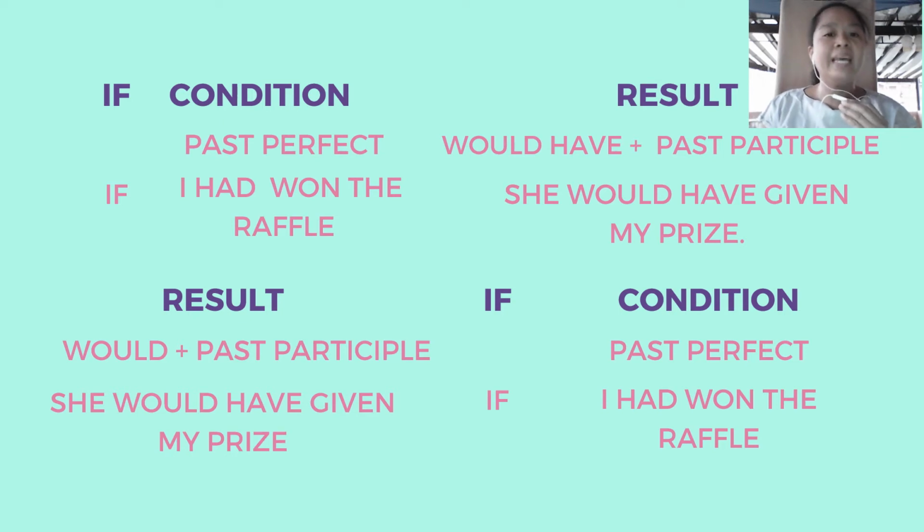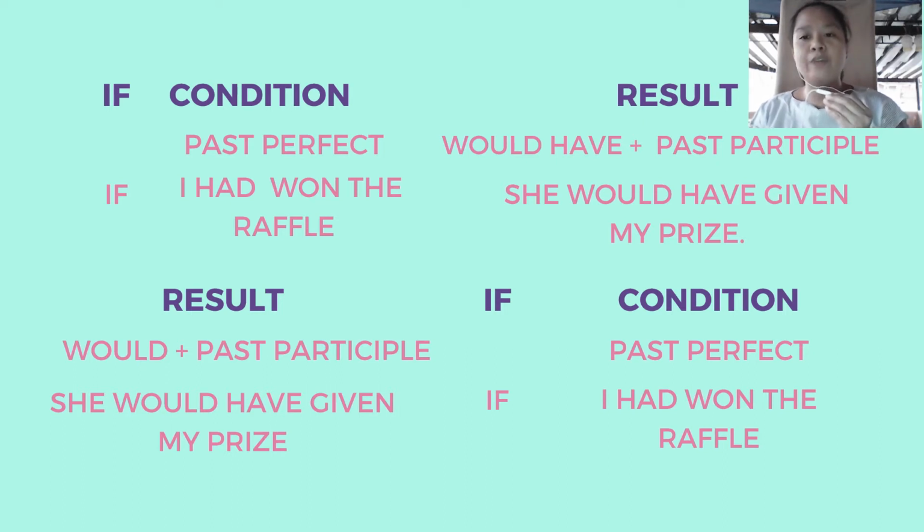If I had won the raffle. When you say past perfect, that's using your had plus past participle. So again, we have the word past participle. Examples of other past participles would be your frozen, written. Those are changes in spelling. And then of course your ed: cleaned, jogged. Those are examples of past participle. So again, had and then won, the past participle.